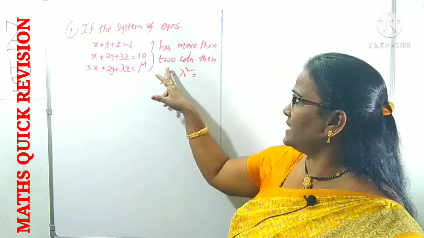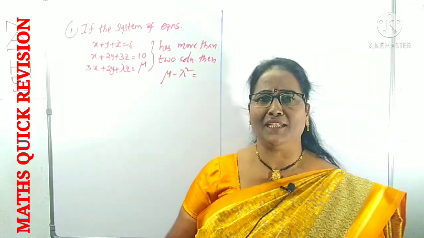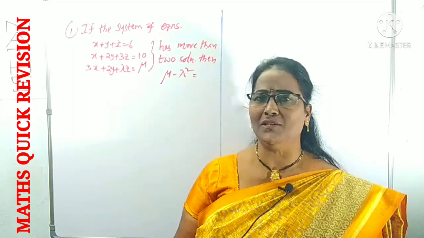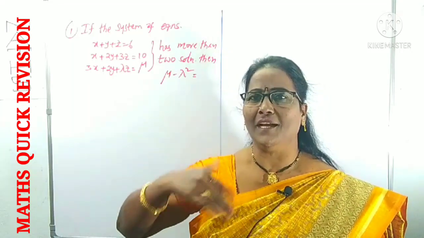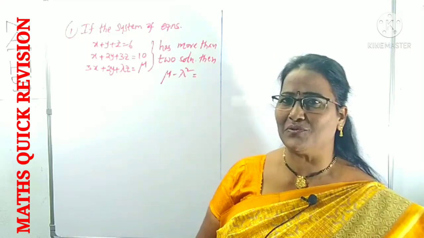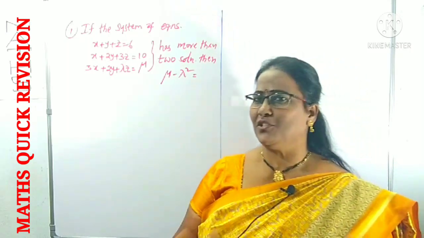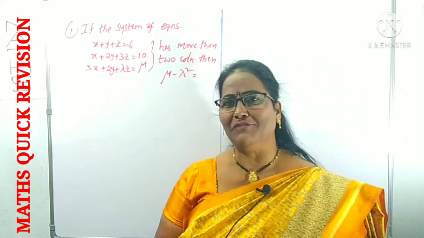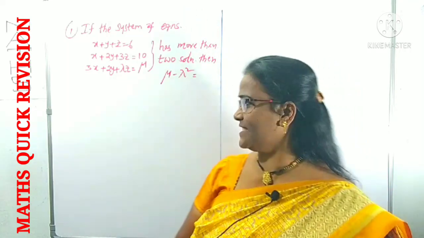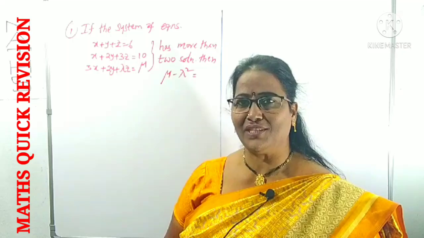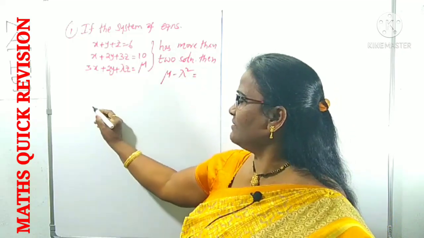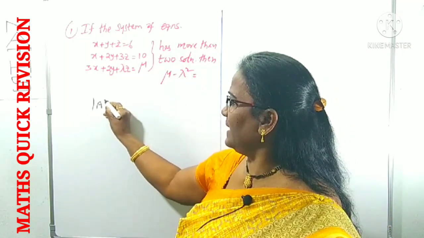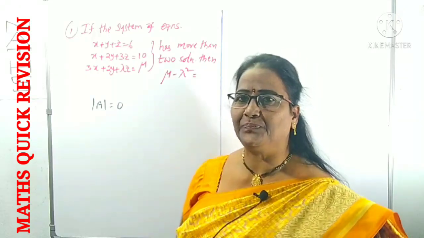I said it has more than two solutions, which indirectly means not a unique solution and not no solution. It indirectly has infinitely many solutions. More than two means not unique, so we have to use the infinitely many solutions conditions. There are two types of conditions for infinitely many solutions. First condition is what? Det A is equal to 0.